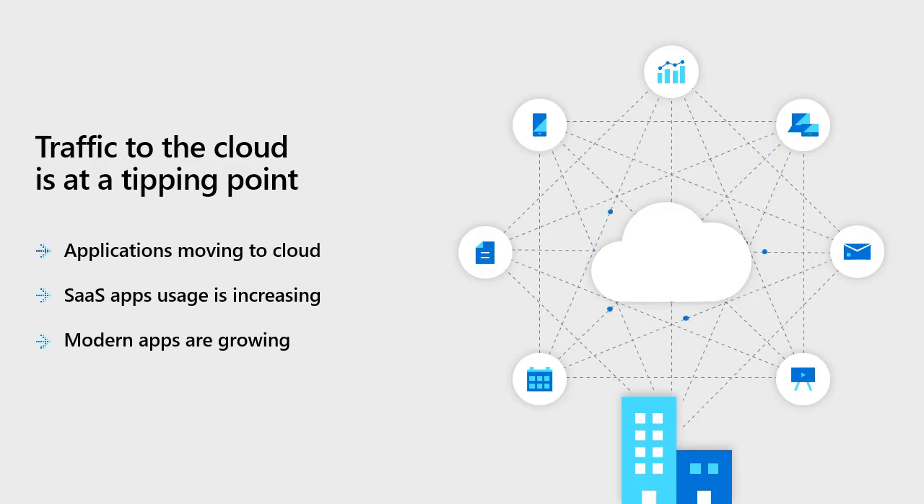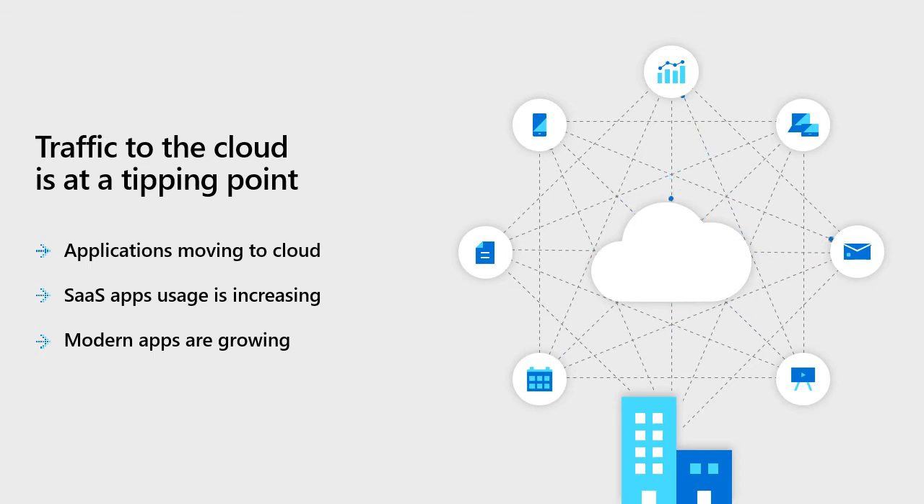Traffic to the cloud is starting to become a tipping point. As more and more organizations such as yours bring applications to the cloud, you have to extend your network protection not just to cover your physical network in your own controlled network, but also that of a telco's network and also of the cloud service provider's network. Software as a service app usage is also increasing, so you have to take that into account.